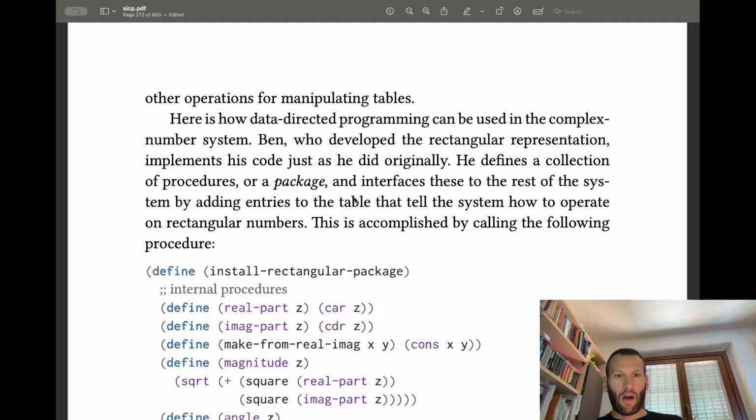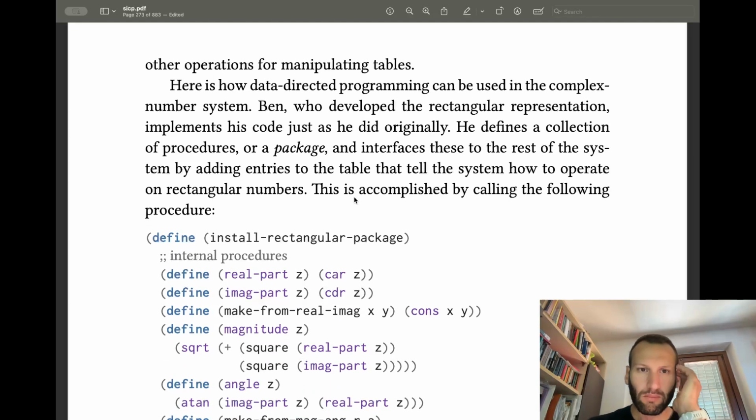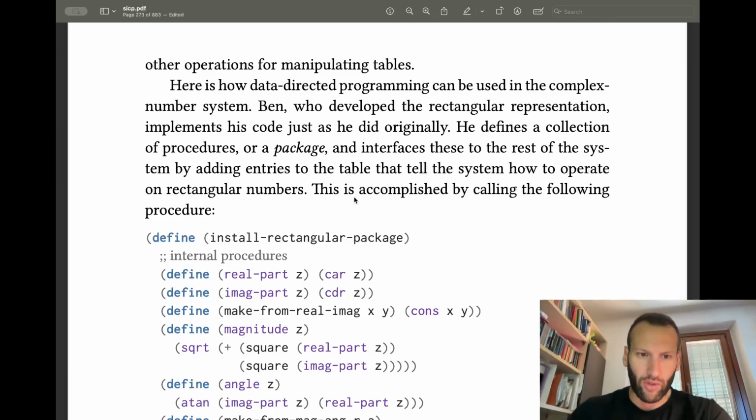Here is how data-directed programming can be used in the complex number system. Ben, who developed the rectangular representation, implements his code just as he did originally. He defines a collection of procedures, or a package, and interfaces these to the rest of the system by adding entries to the table that tell the system how to operate on rectangular numbers. This is accomplished by calling the following procedure.